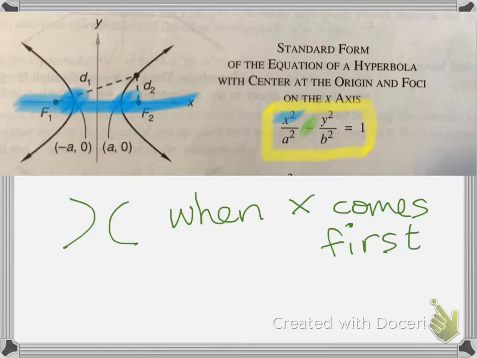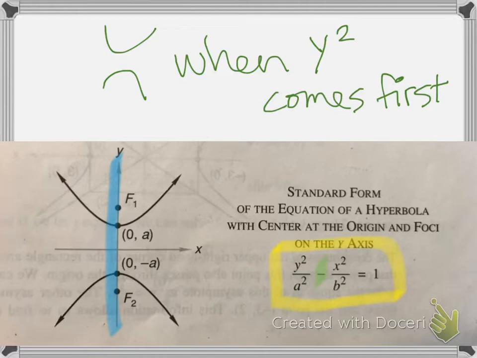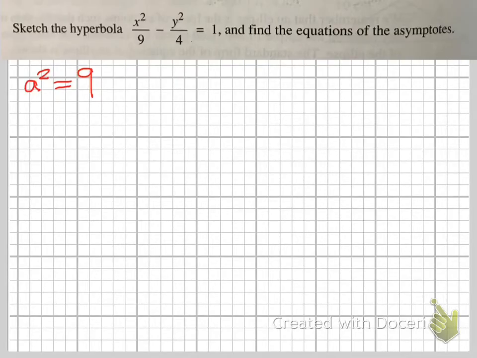So if your x squared comes first, it crosses the x-axis. So you can see where that hyperbola crosses the x-axis. That is because the x comes first, and it is kind of like a horizontal shape. If we're looking this way, this hyperbola is over the y-axis, and you can see that it crosses the y-axis at these points as well. You can see the shape is kind of like an hourglass shape, and y squared is coming first in this case. So let's do an example.